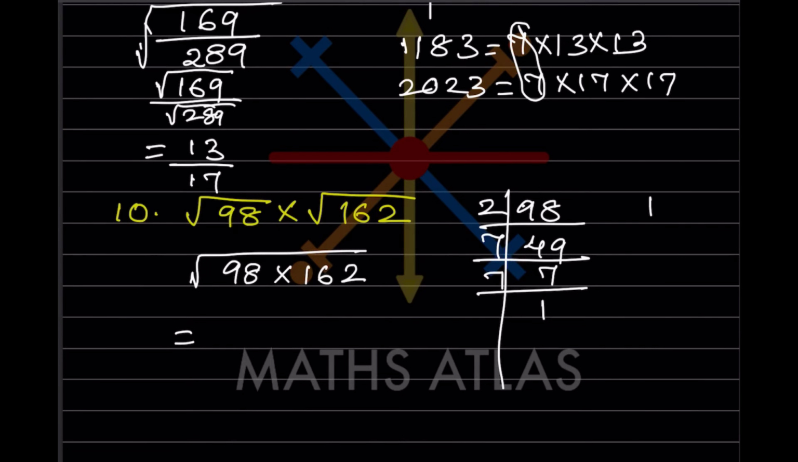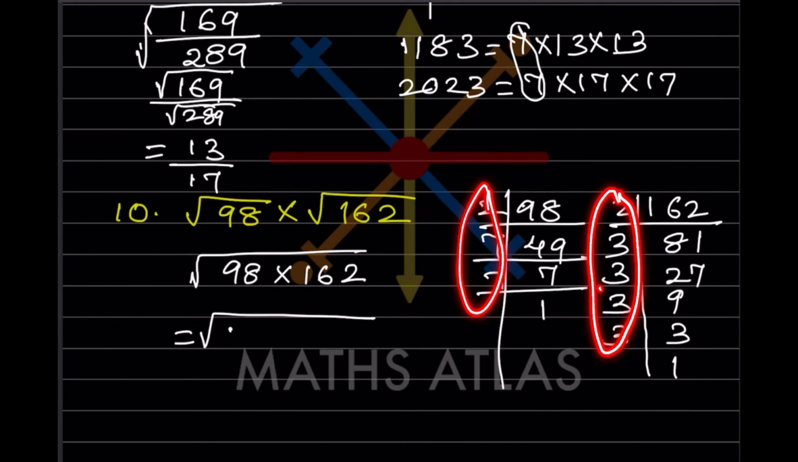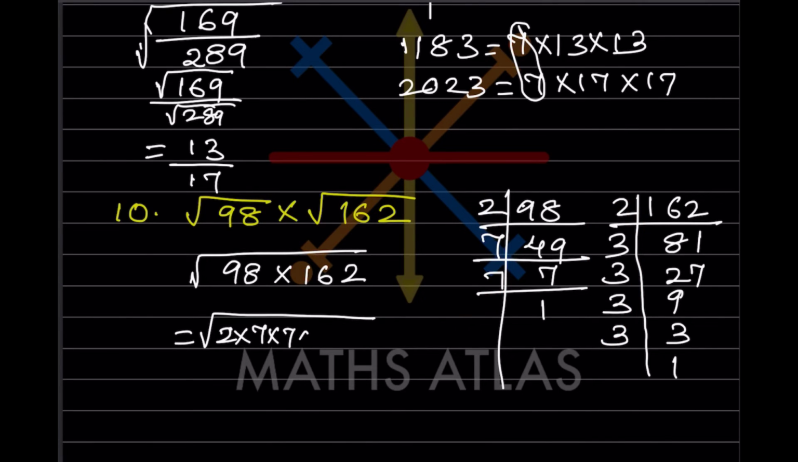So for 162, we'll take 2 8s are, then 3 27s are, then 3 9s are, 3 3s are, and 3 1s are. So what we can do here, these are the factors for 98 and these are the factors of 162. So we can write that over here, 7 into 7, and here 2 into 3 four times.